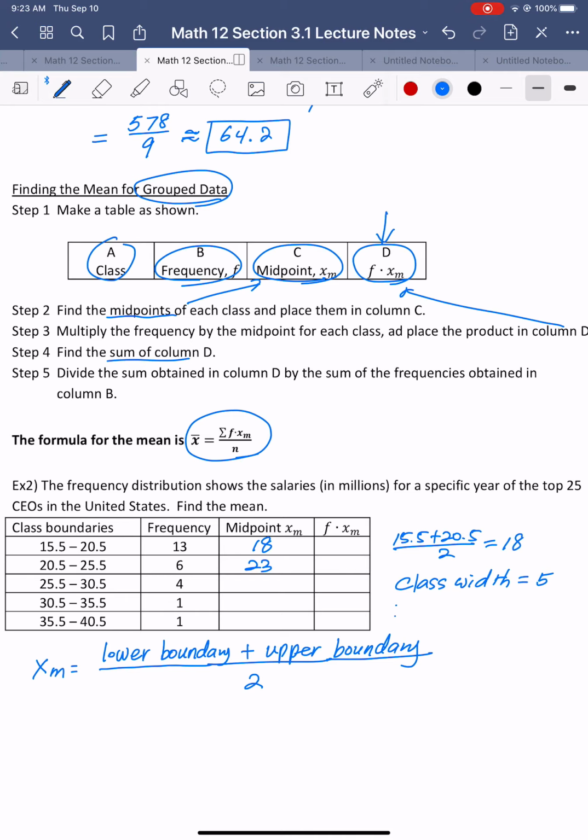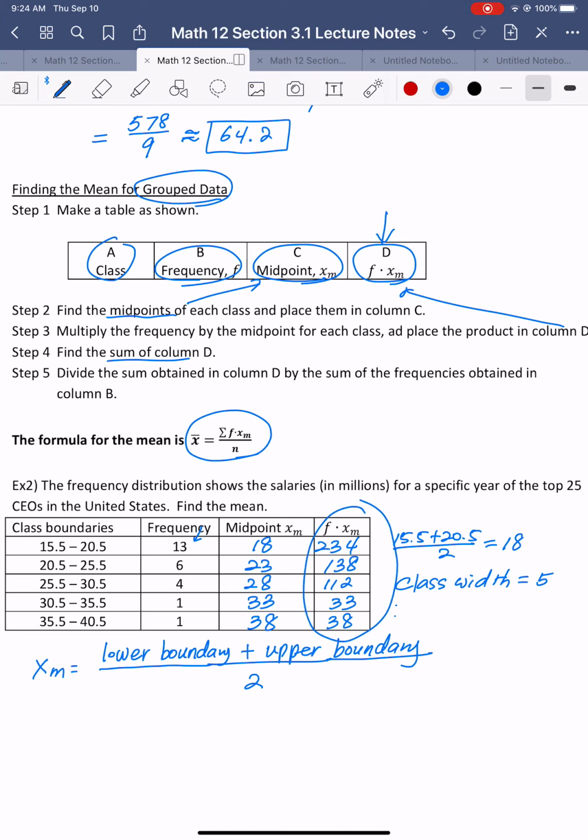So you just keep adding the 5. So you get 28, and 33, and 38. And then you multiply the frequency by the midpoint to get the product in the last column. So multiply 13 times 18, it becomes 234. 6 times 23 becomes 138. And 4 times 28 equals 112. And then 1 times 33 is 33, 1 times 38 is 38, okay?